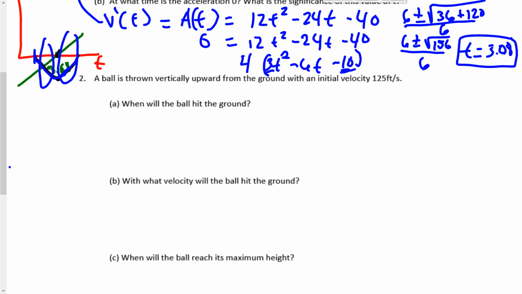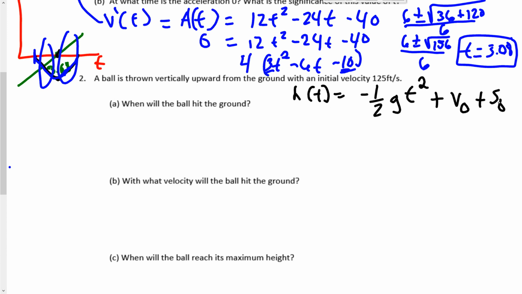Okay, so this next question you probably deal with a lot in physics, except you don't use feet per second, you use meters per second. But we use this equation to find our height: negative 1/2 gravity times time squared, plus v sub 0, so that's our initial velocity, and then our initial height, right?